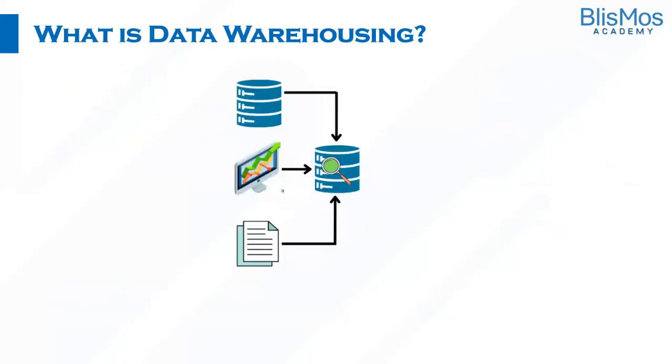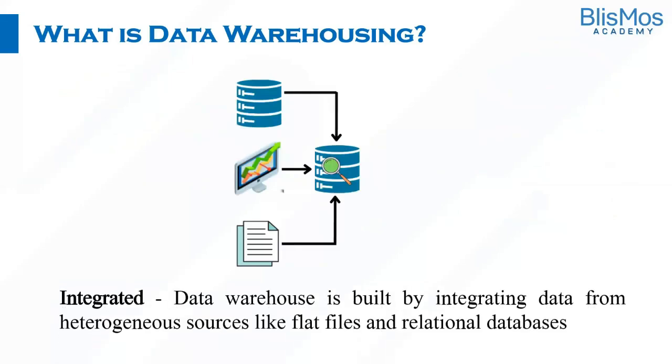The second important thing is that a data warehouse is integrated. So when you want to make decisions, you have to get the data from multiple sources. As part of the data warehouse, we get the data from heterogeneous sources. When I say heterogeneous, we may get data from a database, from an application, or from files.